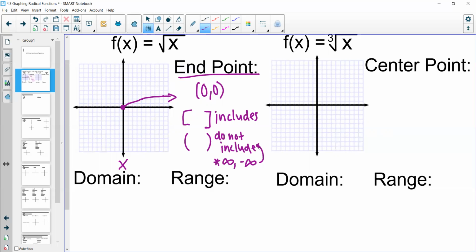But when we're talking about the domain of this one, we're talking about what x values can I put in here? And we can put in a 0, but we can't put in anything less than that. So we're going to start with our lower bound. And this lower bound is that 0, and it has that square bracket because I can include 0.